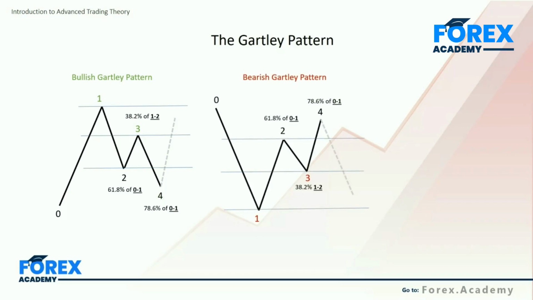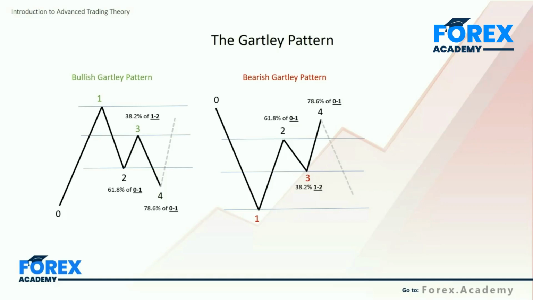The bearish Gartley pattern works in exactly the same way. What you have here is a principal move from 0 down to 1. The first correction, or the first corrective phase from 1 to 2, will travel to a price level that equates to roughly 61.8% of the distance from 0 to 1. 2 to 3 will travel to a price level that equates to roughly 38.2% of the move from 1 to 2. And then the final leg of the correction from 3 to 4 will travel to a price level that equates to roughly 78.6% of the move from 0 to 1.